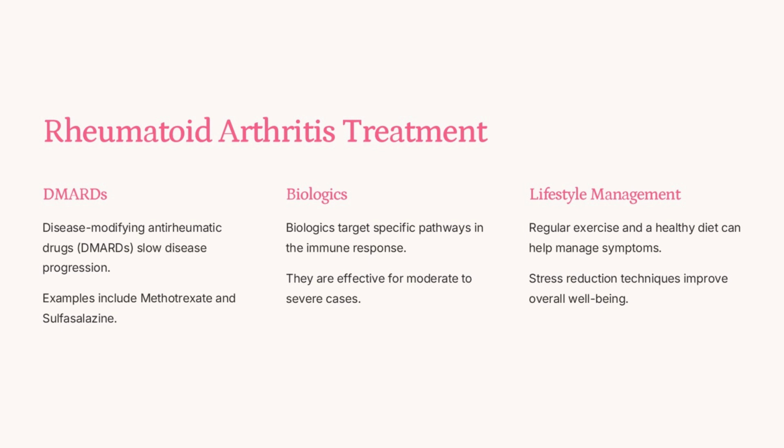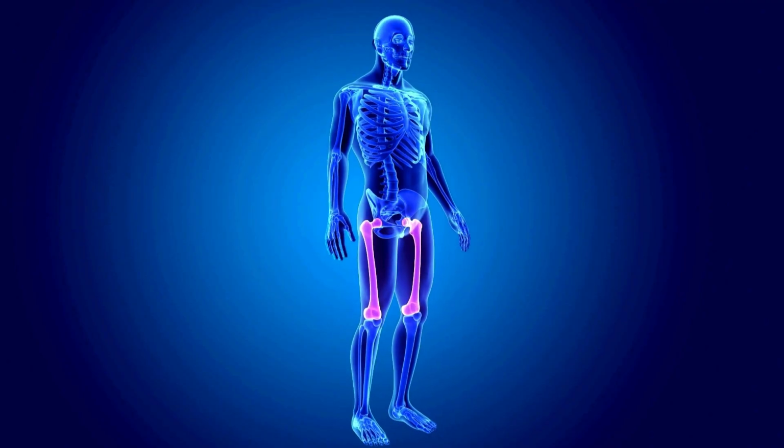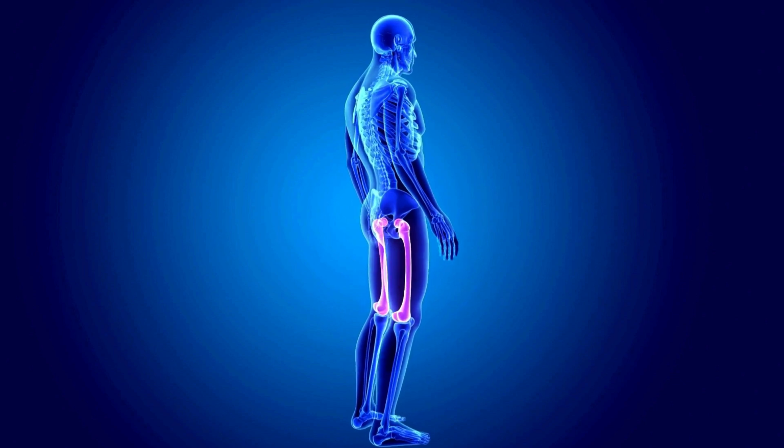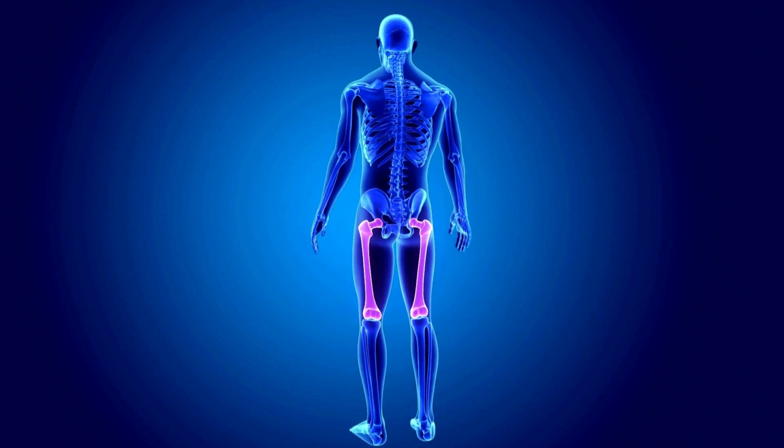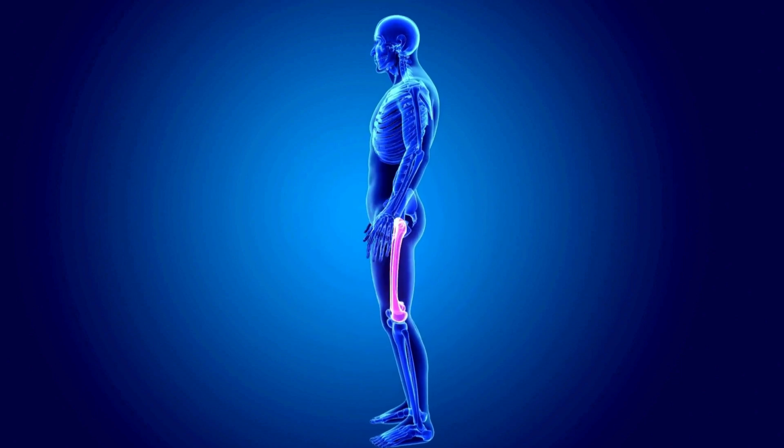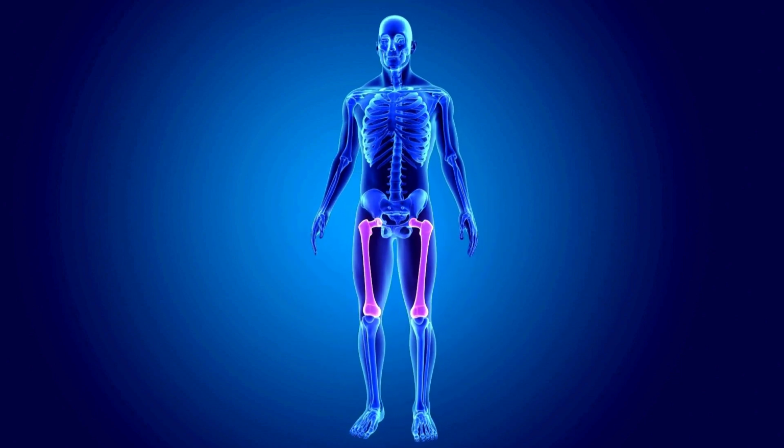Rheumatoid arthritis is a chronic autoimmune condition that causes joint inflammation and damage. There are several treatment approaches we can consider for managing rheumatoid arthritis. First, disease-modifying antirheumatic drugs, DMARDs, like methotrexate and sulfasalazine, can help slow disease progression. Biologics are another class of medications that target specific pathways in the immune response and can be effective for moderate to severe cases. In addition to medications, lifestyle factors like regular exercise, a healthy diet, and stress reduction techniques can also help manage symptoms and improve overall well-being.